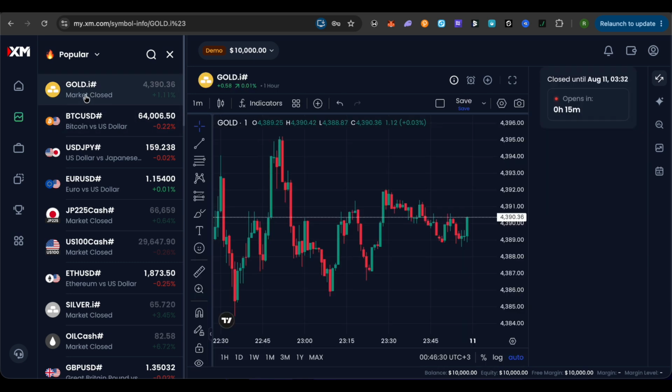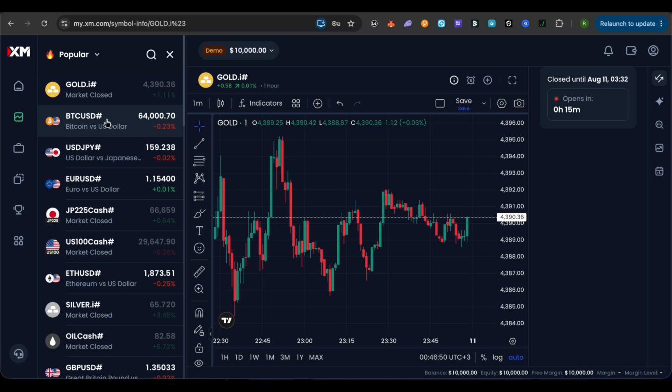But gold's market is not available all the time, and when the markets open up, like it will open up in 15 minutes, but when it opens up you would be able to find this option of trade on the right hand side panel. Simply select it, and this way the buy and sell option will appear.